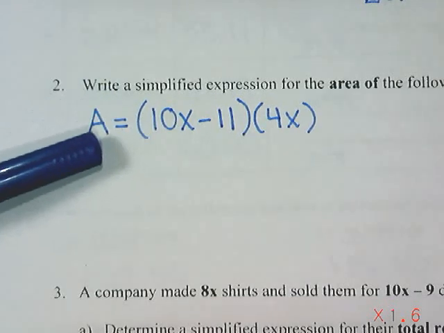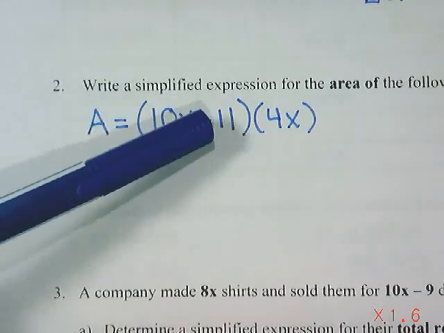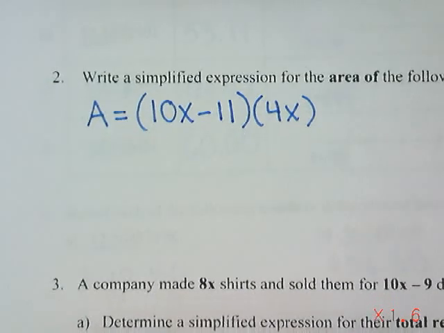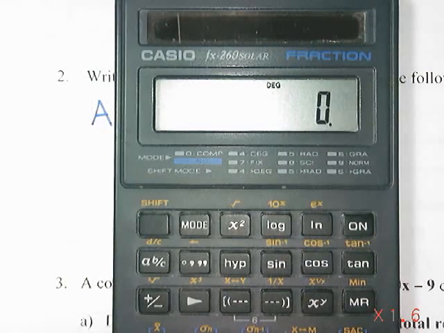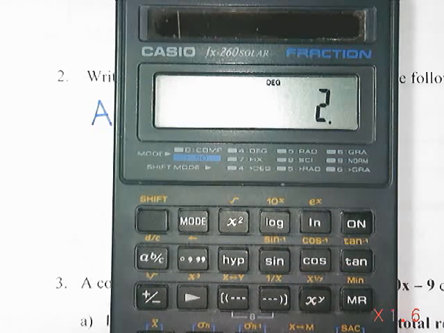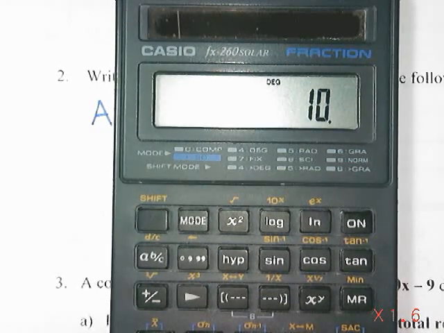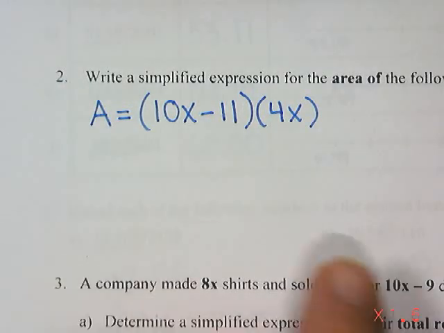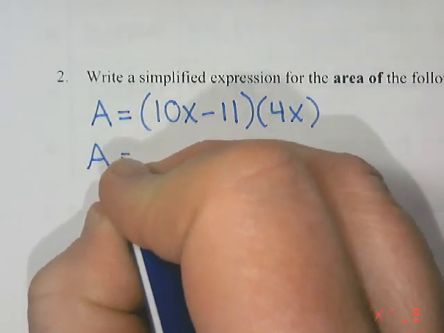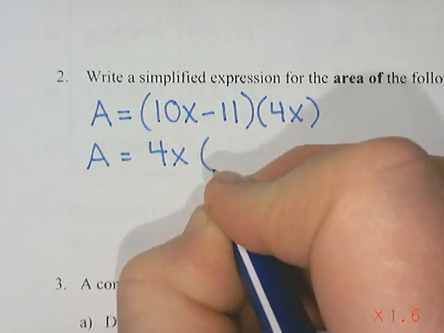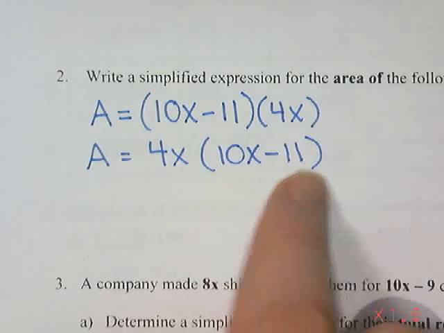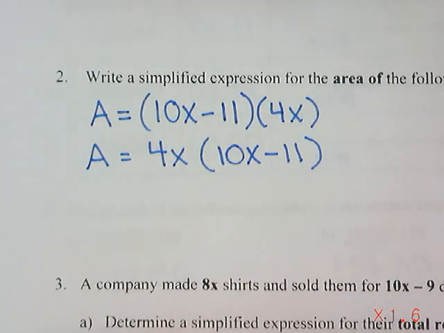Now, we did an example very similar to this yesterday, and we said when you multiply two things, it doesn't matter which one you put first, right? For example, if I do 2 times 5, I get 10. If I do 5 times 2, I still get 10. It doesn't matter which number comes first. So you might find it easier if we put the 4x in front. So this is 4x times 10x minus 11. And the 10x minus 11 needs to stay in a bracket to show that those two numbers are together.